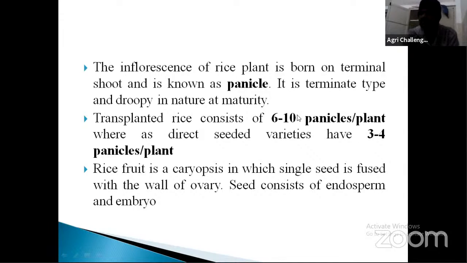ट्रांसप्लांटेड राइस में पैनिकल्स का नंबर ज़्यादा है, इसलिए वो हमेशा हाई यील्डिंग वैरायटी है ट्रांसप्लांटेड वैरायटीज। बट डायरेक्ट सीड में पैनिकल्स नंबर कम है, यील्ड हमेशा पैनिकल्स का नंबर पर डिपेंड होता है। And rice fruit is a caryopsis in which a single seed is fused with the wall of the ovary, and the seed as usual consists of endosperm and embryo. Every plant seed consists of endosperm and embryo. Here rice fruit is caryopsis and inflorescence is panicle.